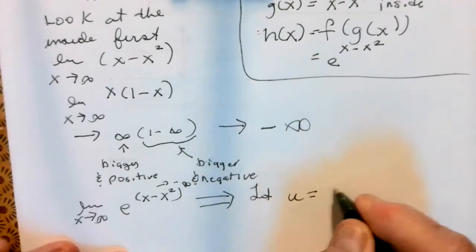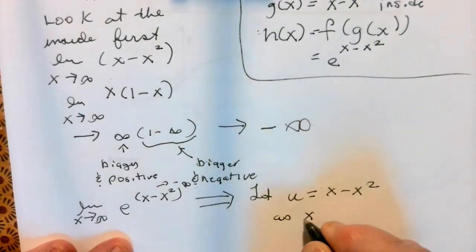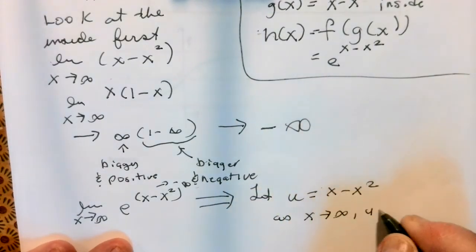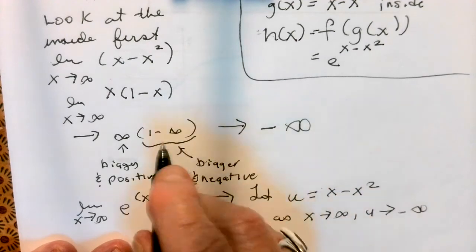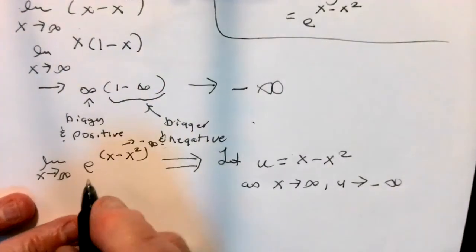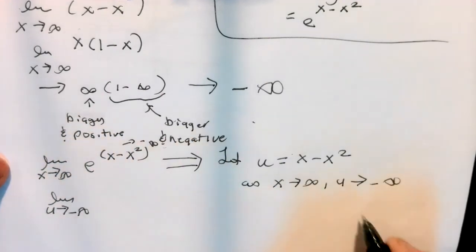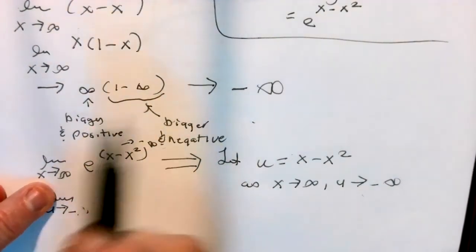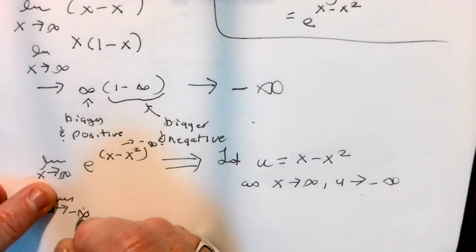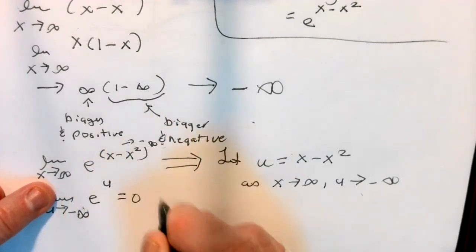So let's let u equal x minus x squared. And then as x goes to infinity, u goes to minus infinity. We already saw that, because u is this thing, and as x gets bigger, remember, u goes to negative infinity. So we can simplify this a little bit. So we'll go limit as u goes to negative infinity, because that's what u is going towards, of e to the u, which we know is 0. That's from the theorem.